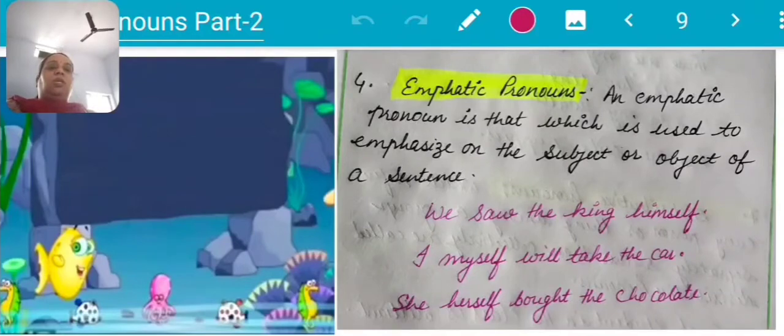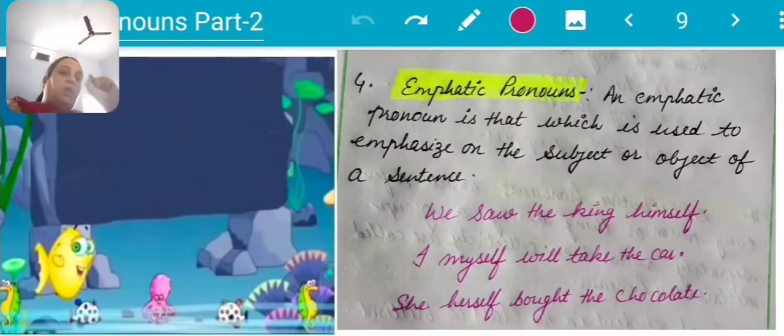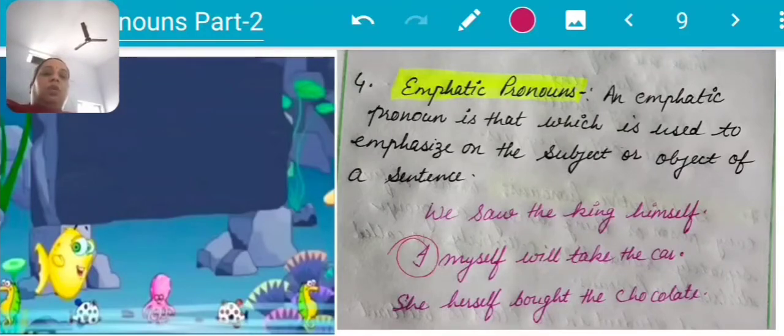Emphatic pronoun is that which is used to emphasize the subject or object of a sentence. Emphasize means to give stress on something. Clear? So here I will give you one technique, because you have a great confusion between emphatic and reflexive. After the subject, you have to take care of the word which is giving the emphasis on the subject.